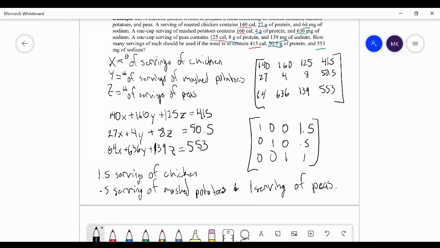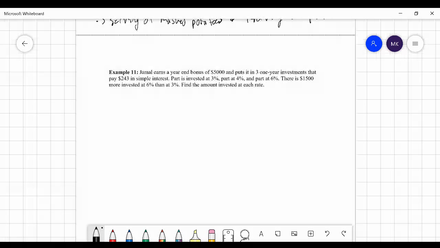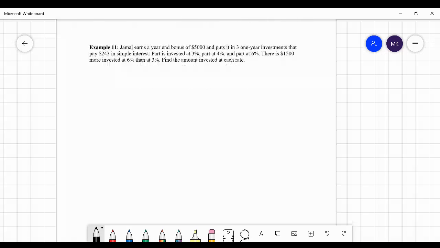Okay. So notice we looked at what we had, what information we were given, what we were shooting for, what our goal was. We kind of used it that way. So let's look here. Example 11.